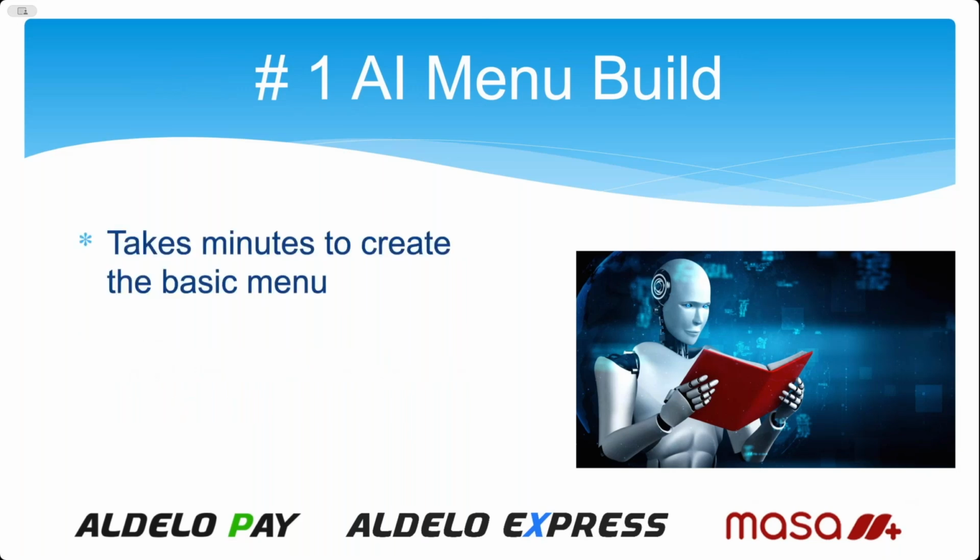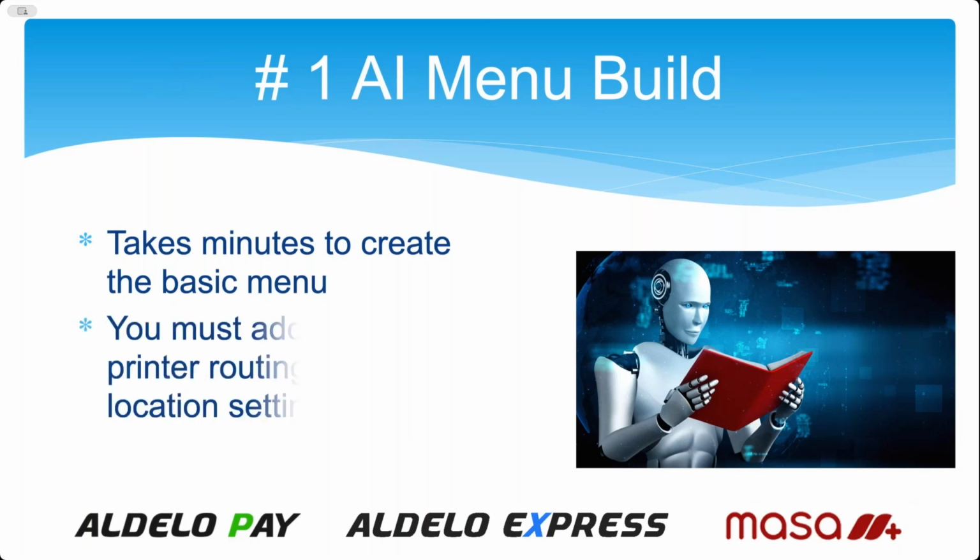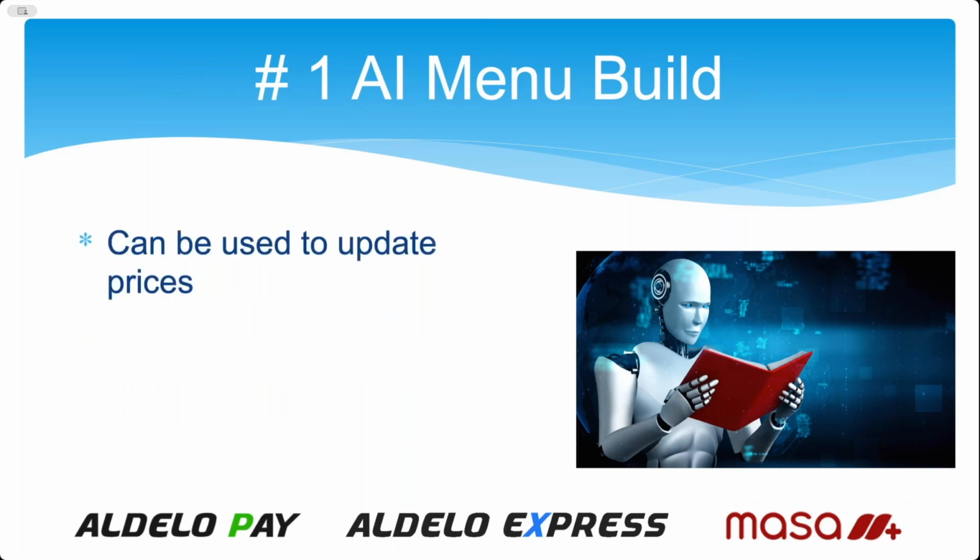It really just takes minutes to create the basic menu, and then you add the modifiers, printer routing, and location settings. It does 75 to 80% of the work for you, and then you just tweak what's left to actually complete the database. It can be used to update prices. So in an existing database, take the new menu, scan it, and it will change the prices of the existing item and add any new items that are on the new menu.